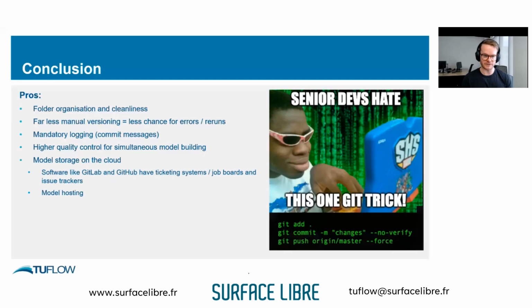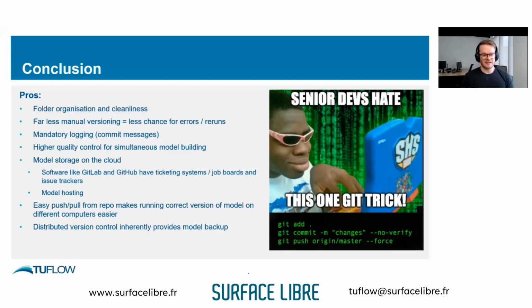Model hosting as well, which is what I just showed you, is, I think, a bit more of a dream than a near-term reality, but something that would be really nice. Easy push and pull makes moving models onto modeling machines and using the right version of the model very easy. You don't have to worry about copying the right files or the right updates, or go through the files to figure out which ones have changed. Very easy. Git is also distributed version control, which makes model backup inherent in the system, because you might have a version of the repo in a number of different places.